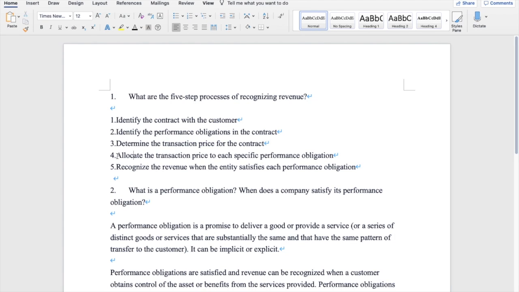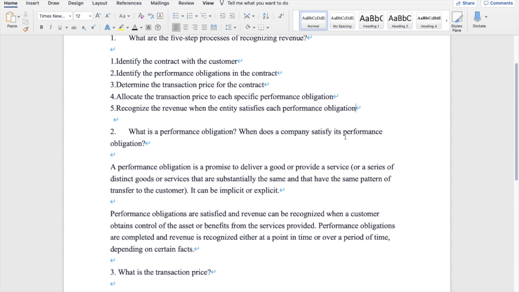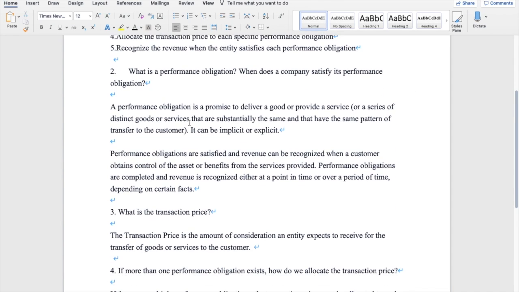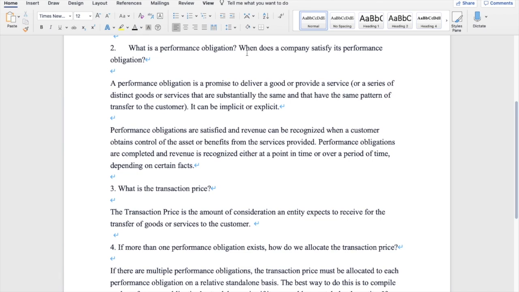Next is to allocate a transaction price to each specific performance obligation. Lastly is recognizing the revenue when the entity satisfies each performance obligation. Moving on, what is a performance obligation, and when does a company satisfy its performance obligation?